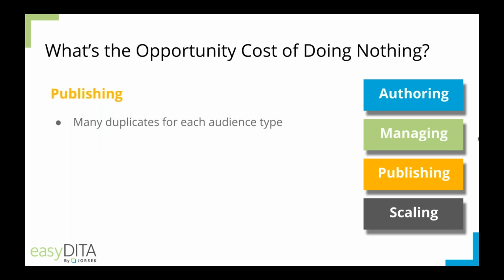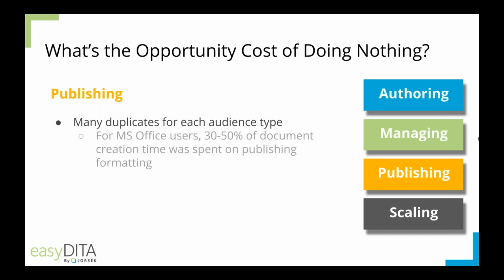Another aspect of publishing is that you have all these different duplicates for each audience type. So that ends up multiplying the amount of effort that you have to put in. And so when you have to adjust everything for different audience types, you have to multiply by a factor of however many audience members there are that you're trying to adjust for.